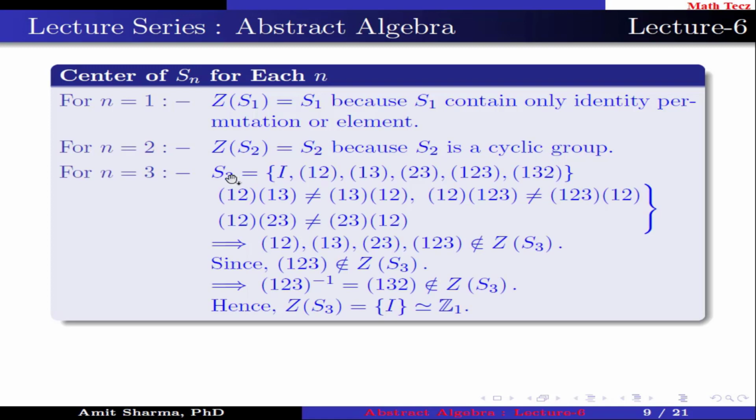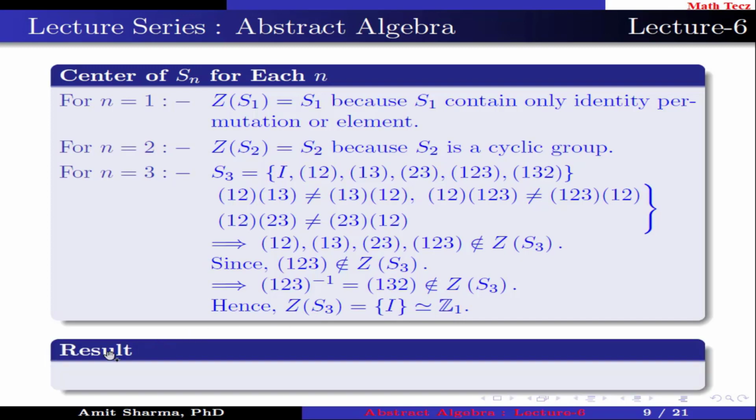For n equal to 3, S3 contains the elements I, (1 2), (1 3), (2 3), (1 2 3) and (1 3 2). We know that (1 2)(1 3) is not equal to (1 3)(1 2). Also (1 2)(1 2 3) is not equal to (1 2 3)(1 2), and (1 2)(2 3) is not equal to (2 3)(1 2), which implies (1 2), (1 3) and (2 3) do not belong to the center of S3. Also (1 2 3) does not belong to the center of S3, which implies the inverse of (1 2 3), which is equal to (1 3 2), does not belong to the center of S3. Hence, the center of S3 is equal to the identity, which is isomorphic to Z1.